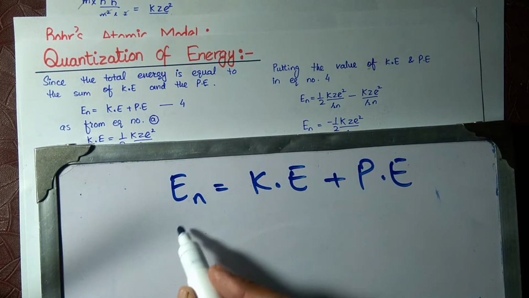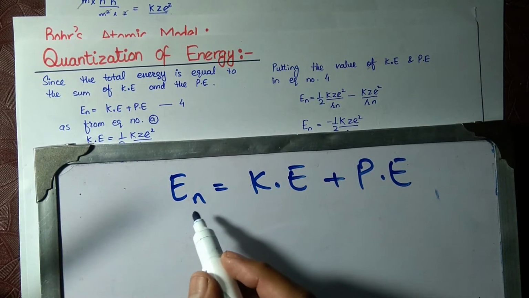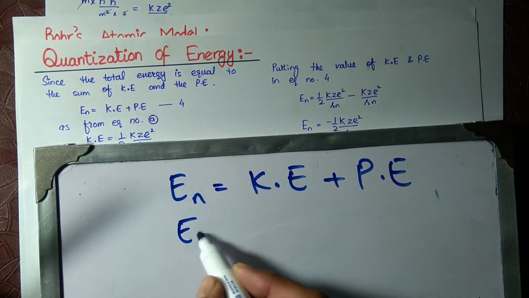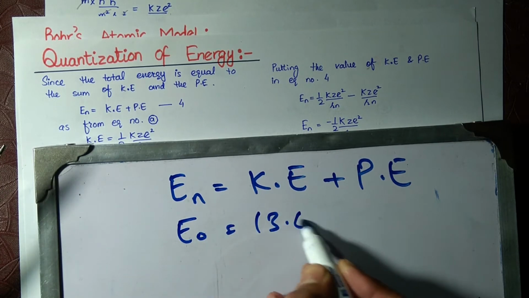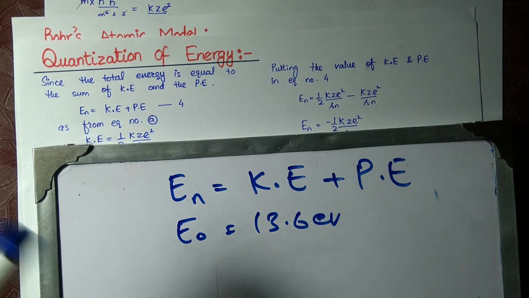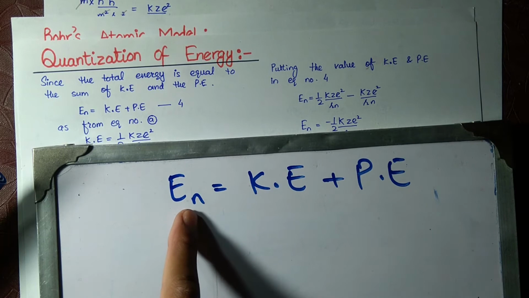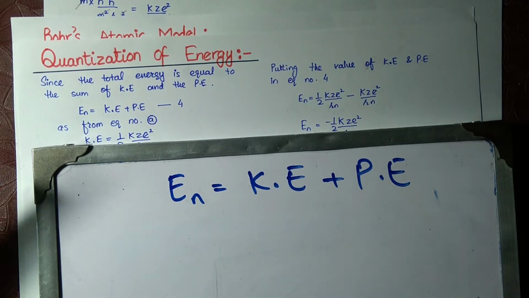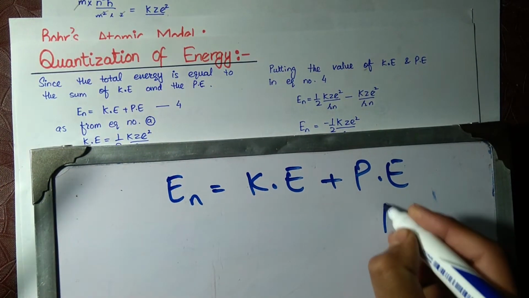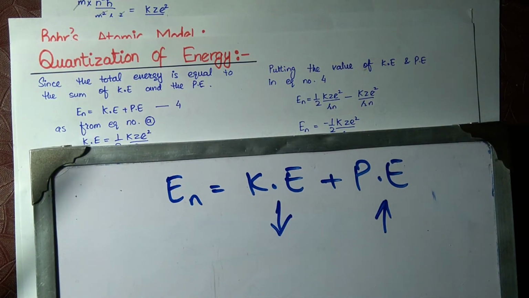Now this E of n is a constant term. For every n, for E naught, it is equal to 13.6 electron volt. We will see how. So for every E of n, this term is a constant term. So when the potential energy increases, then the kinetic energy should decrease.